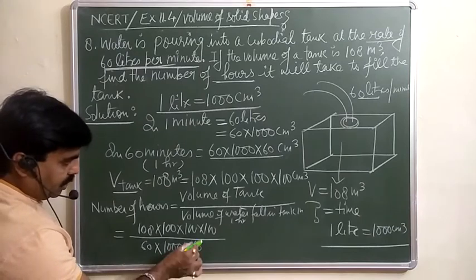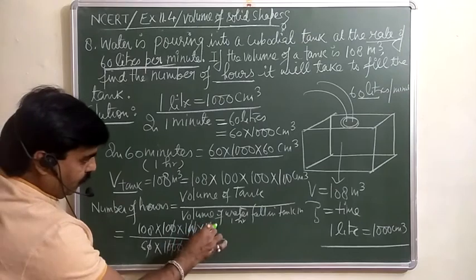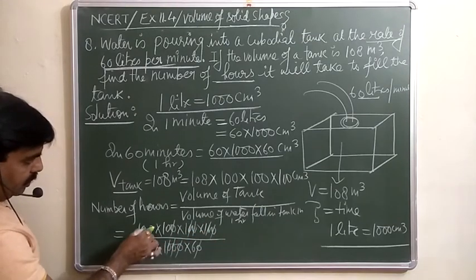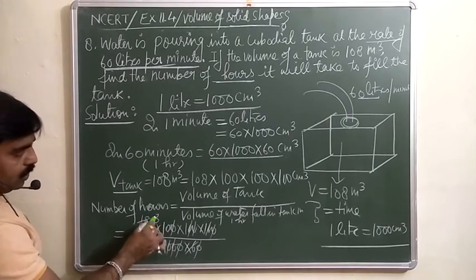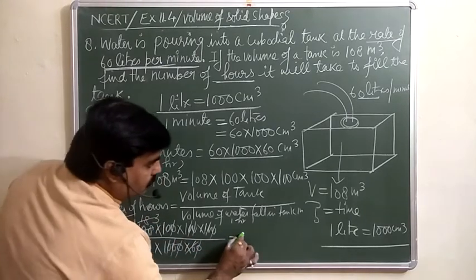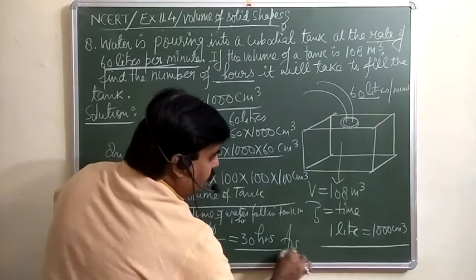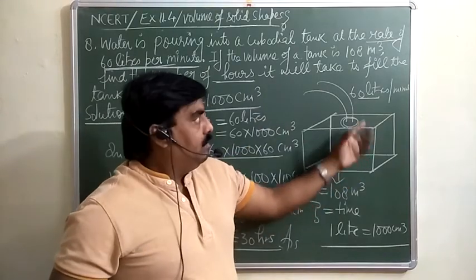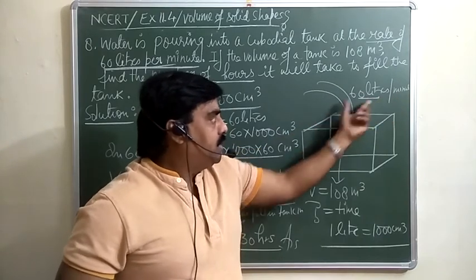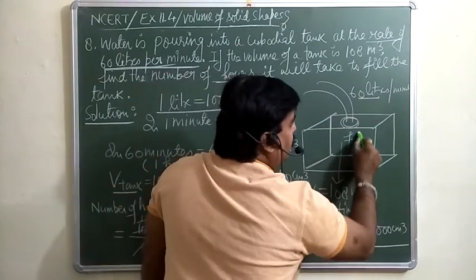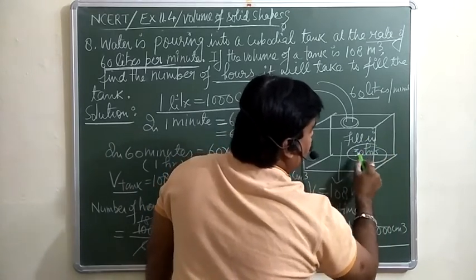How many zeros will be cancelled? 1 2 3 4 5. 1 2 3 4 5. Now 6 6s are 36 and 6 3s are 18. So 3 into 10, that is equal to 30 hours. Means this is our answer. You can say this tank can be filled if the water is falling in this tank with this speed. अगर पानी इस स्पीड से गिरेगा तो it will fill this one in 30 hours, and that is your answer. Have a look.